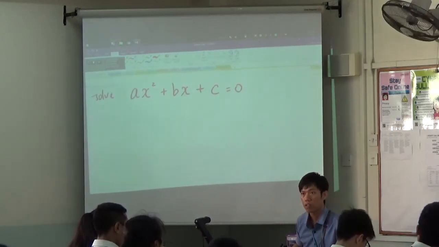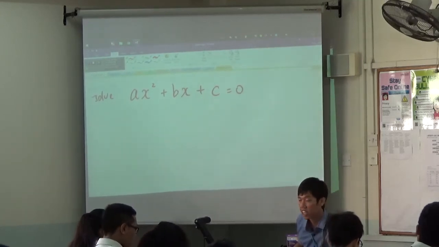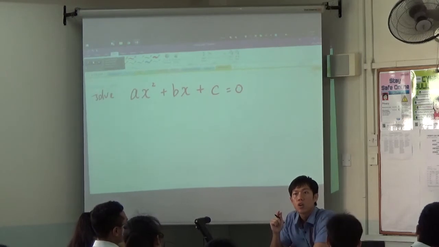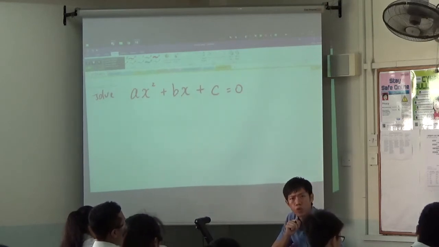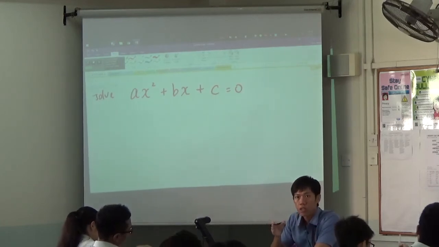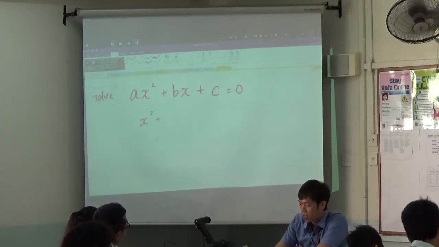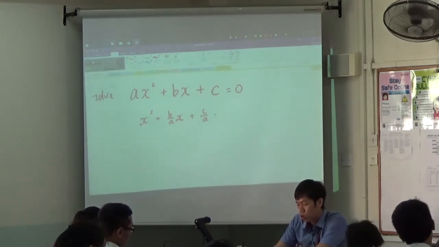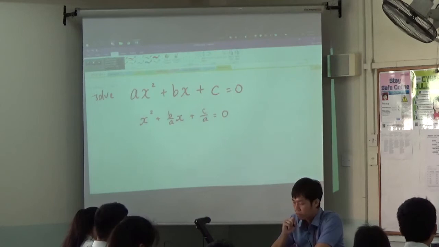Can I complete the square? Yes, I can complete the square. What is the first step that I told you for completing the square? What do you need to check? The coefficient of x squared is 1. What do I have for the coefficient of x squared? What should I do now? Divide by a. How do I change the coefficient of x squared from a to become 1? I can divide by a, right? Let's divide by a. x squared plus b over a x plus c over a equals 0 divided by a, which is 0. Very convenient. What do I do next?